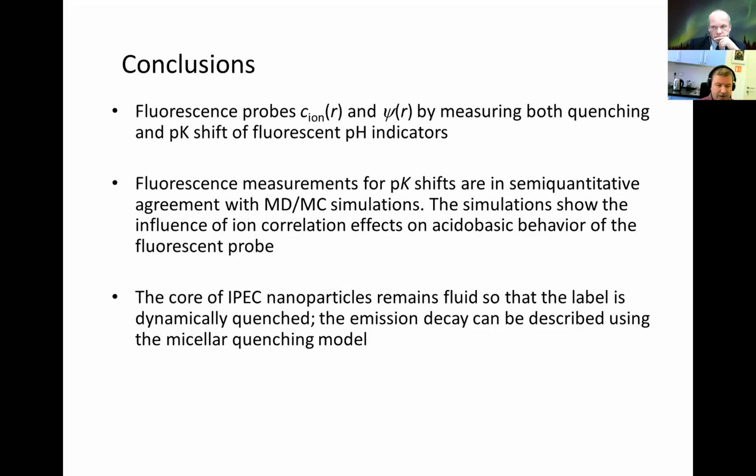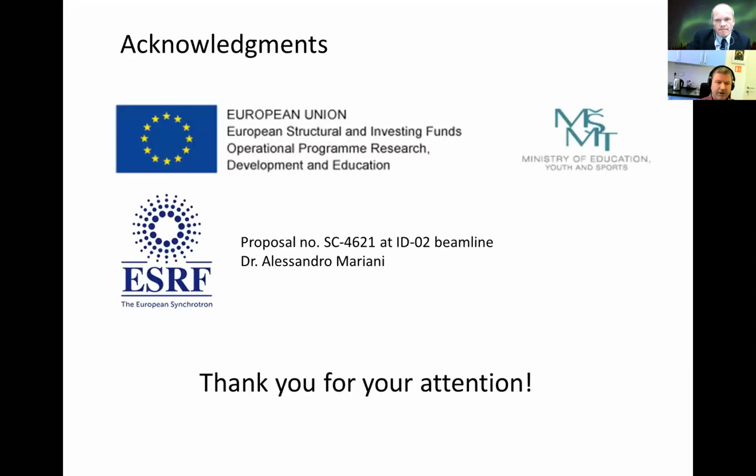And also, last but not least, what is interesting is that if you have an interpolyelectrolyte complex in which one of the polyions acts as a quencher, it behaves in the same way as low molar mass quenchers. So in these interpolyelectrolyte nanoparticles, we still experience dynamic quenching, and this emission decay can be described using the micellar quenching model.